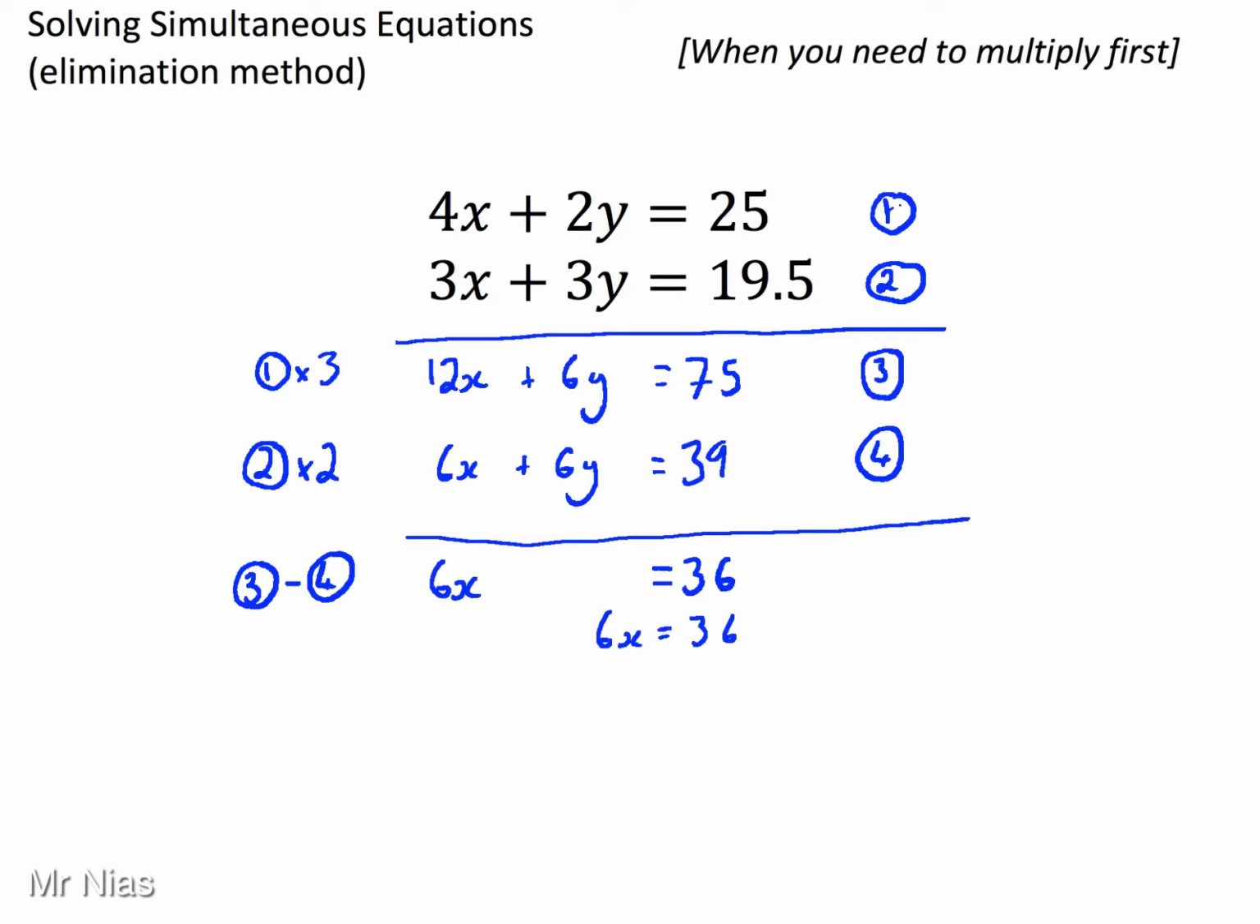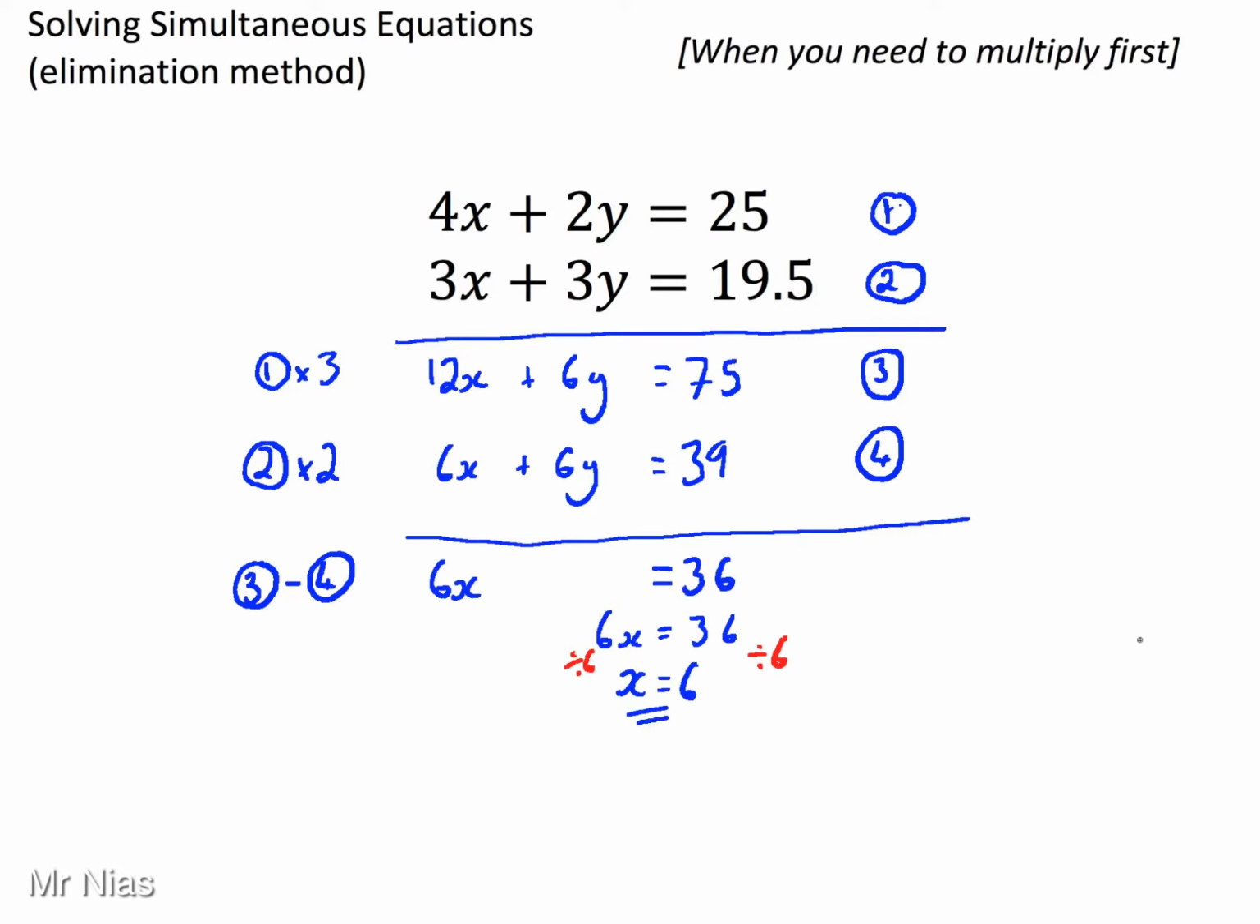And now I can probably guess actually what x is going to be, but I'm going to do this the official way. I'm going to divide both sides by 6 because I don't want 6x, I want 1x. So 6x divided by 6 will leave just x, and 36 divided by 6 leaves 6. Well done on your times tables. So x is worth 6.